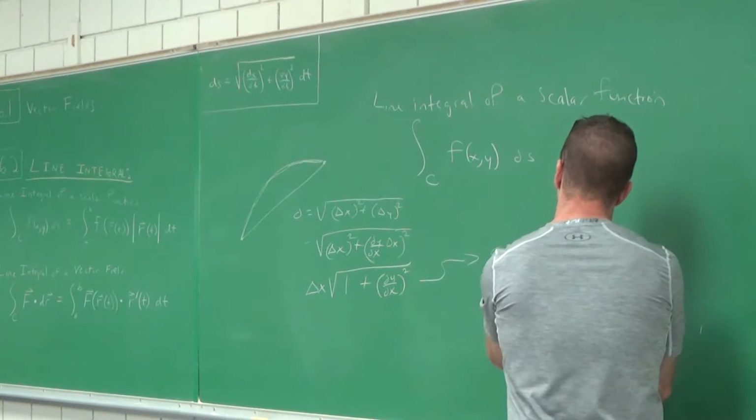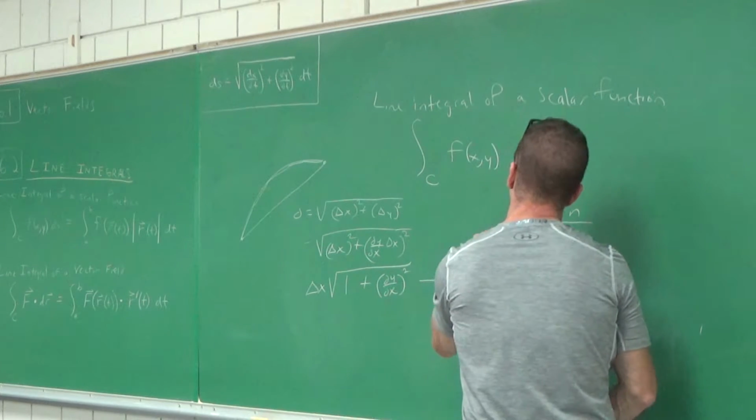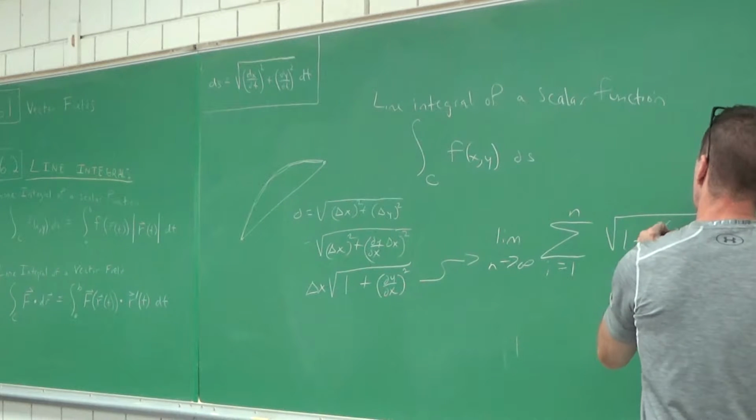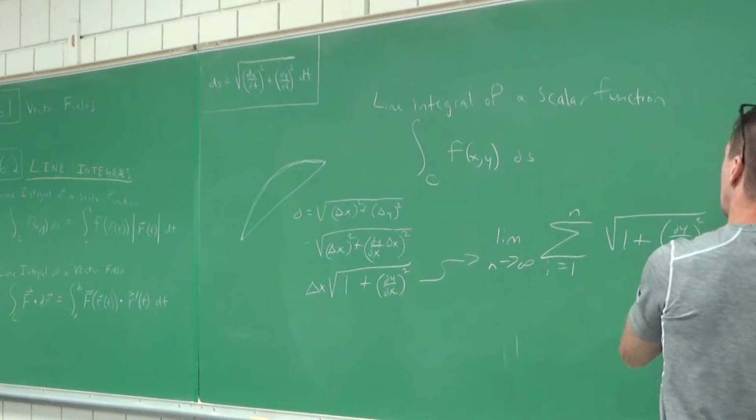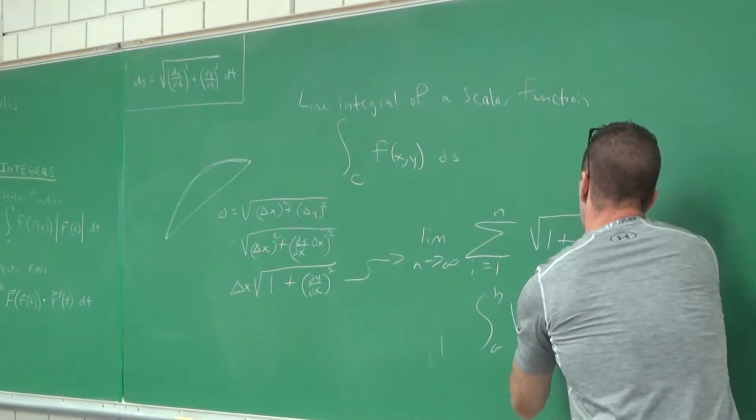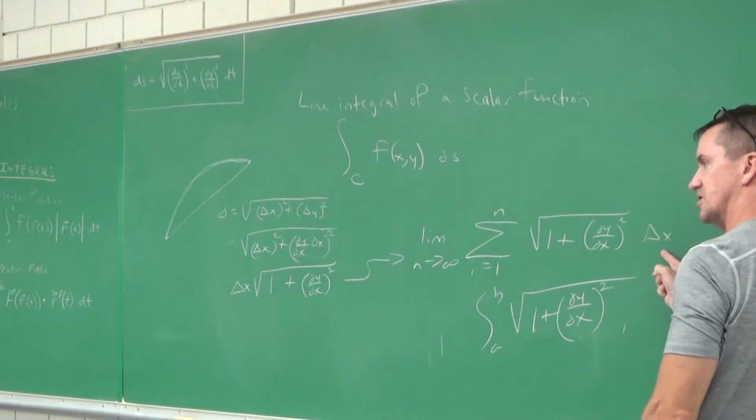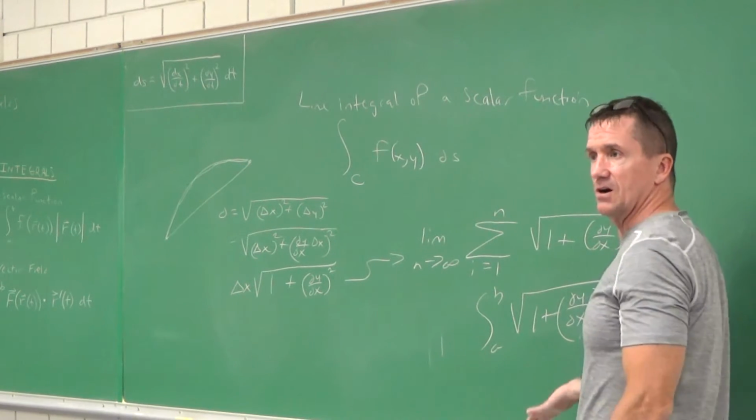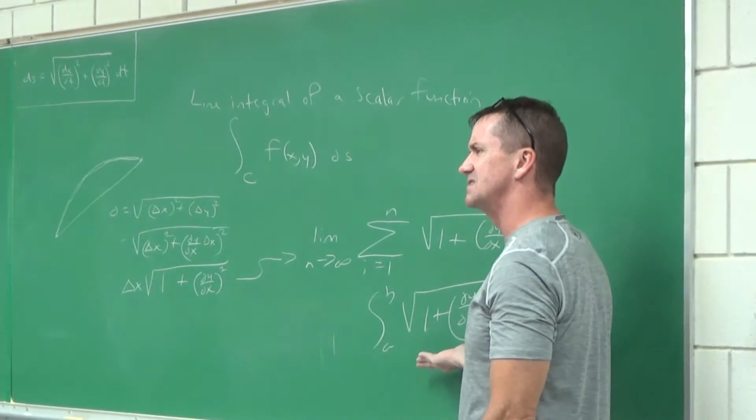All right, I go from 1 to n, and send the limit towards infinity of all these: the square root of 1 plus the derivative of y with respect to x, squared, times the change in x. But this turns into the integral. You go along the curve from a to b of the square root of 1 plus dy/dx squared, and the change in x becomes just a dx. Isn't that cool? So this is the length of a curve, or how we just came up with the length of a curve. But that's if it's in terms of y's and x's.